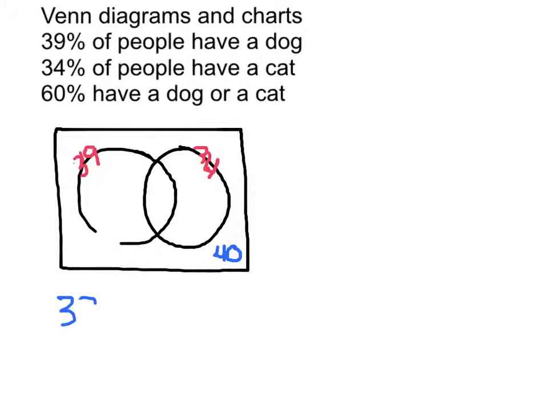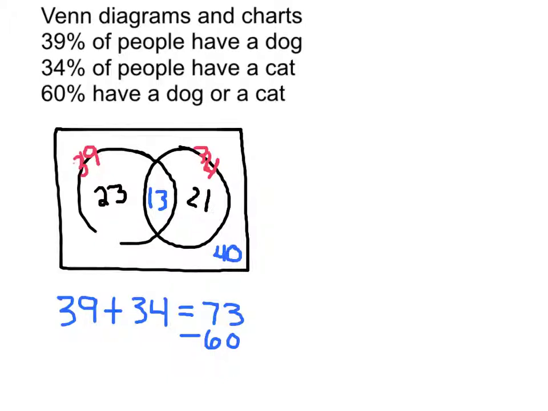And because 39 and 34 add up to more than 60, that means there has to be some overlap. And so if I take 60% away from 73, I end up with 13% of people have both a dog and a cat. And then that's going to leave me 39 minus 13 is 26 have just a dog, and 34 minus 13 is 21% have just a cat.